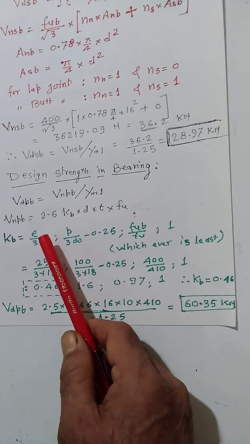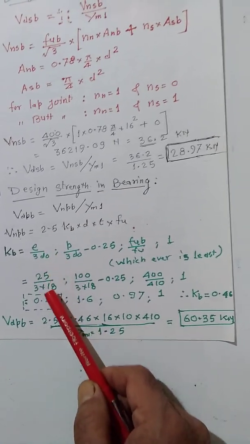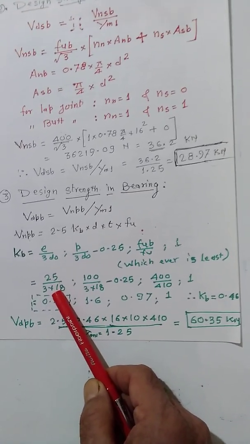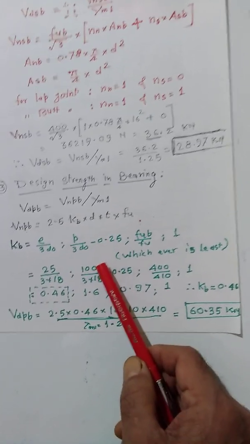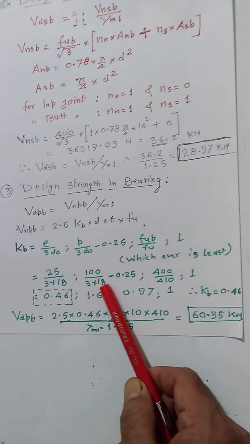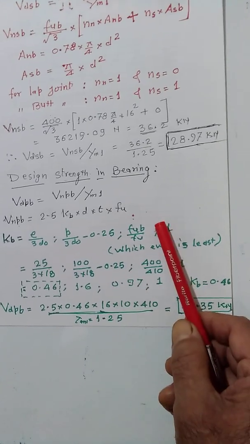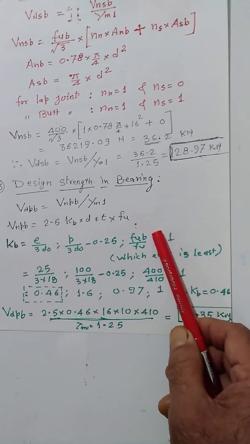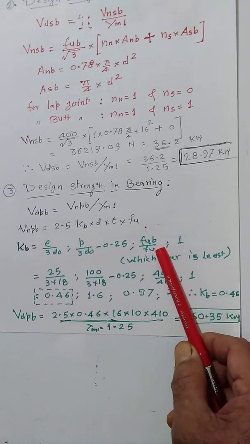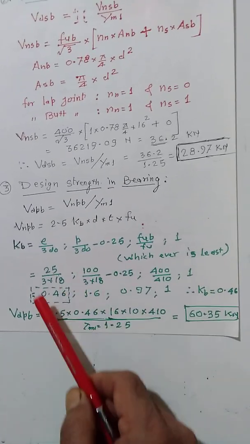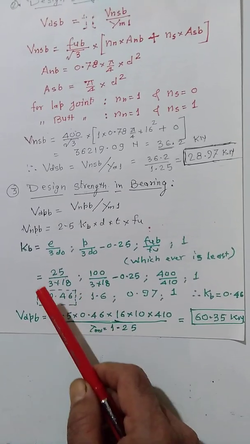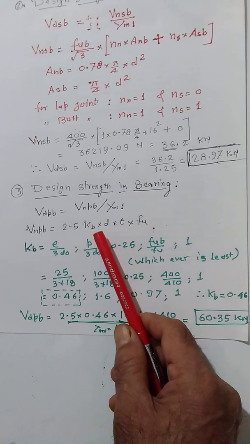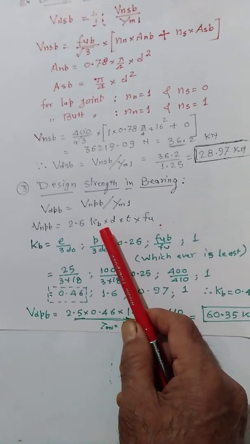This comes out to be: e is 25 upon 3 times 18. p is 100, so 100 upon 3 times 18 minus 0.25. fub, I have already told you, is 400, and fu is 410. And 1. Which is the least? Definitely 0.46 is the least one. So kb will be taken as 0.46.